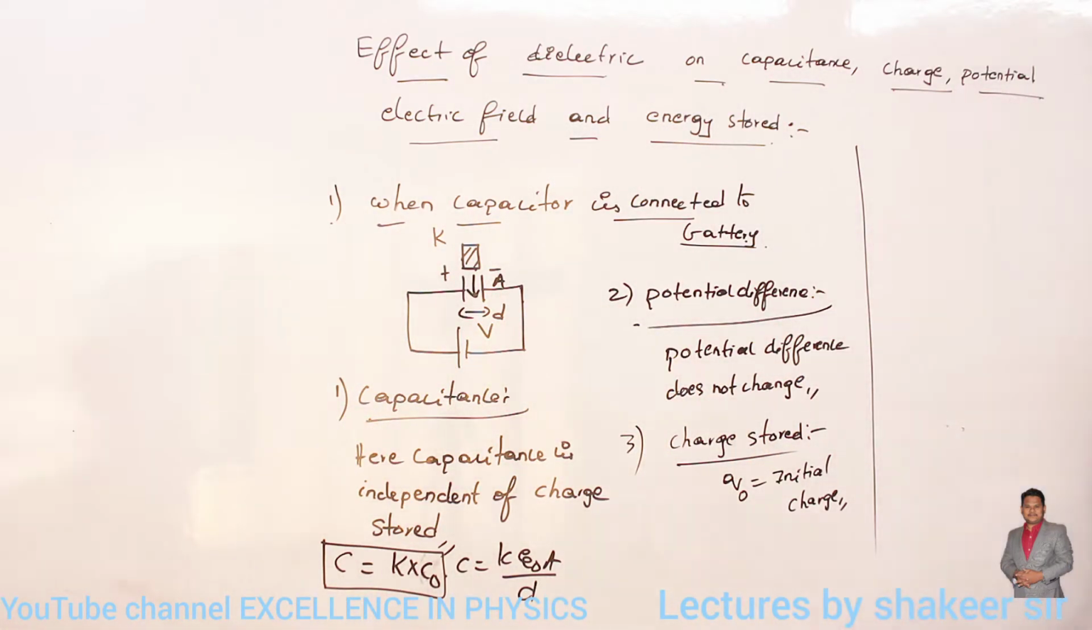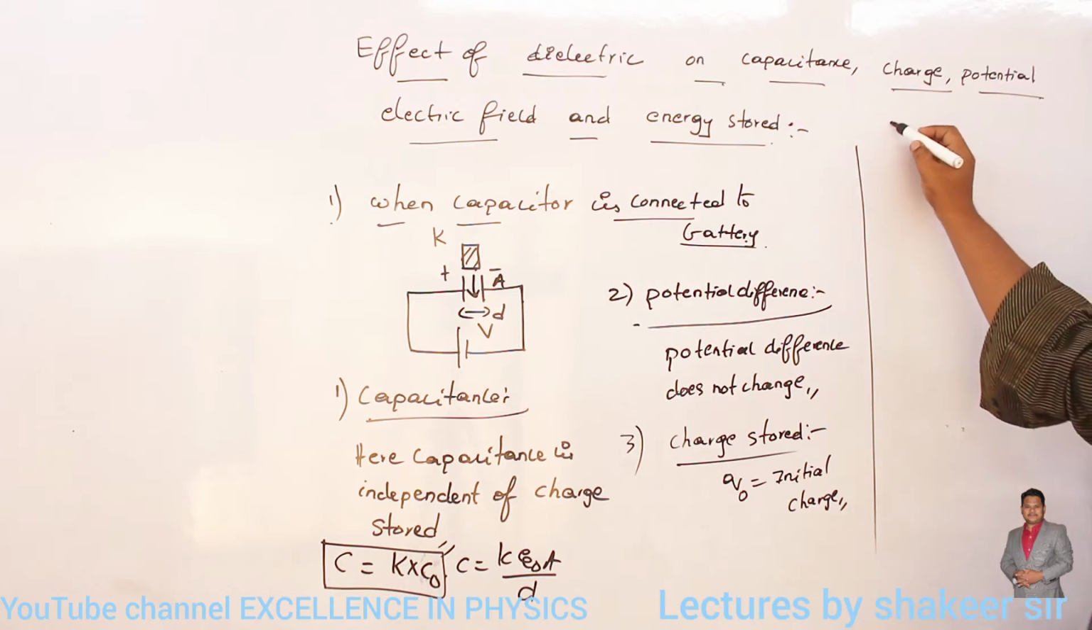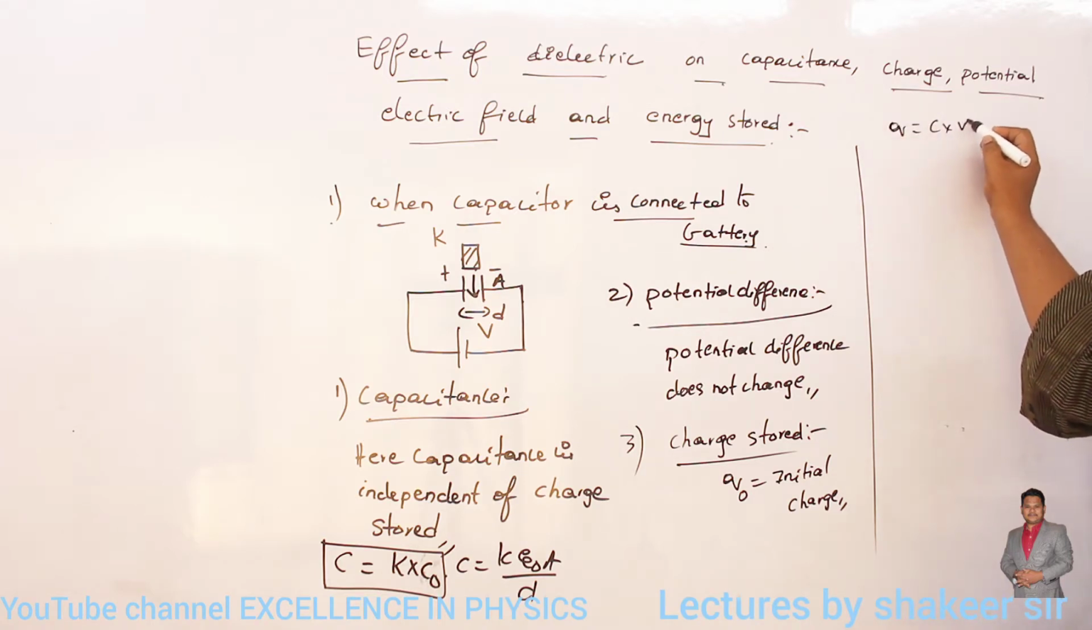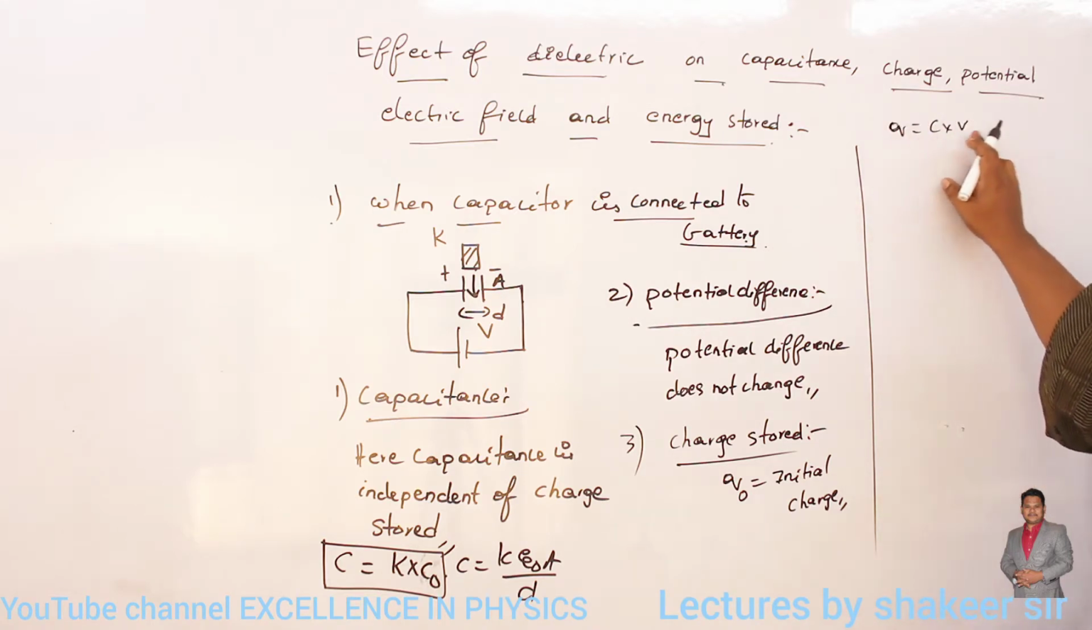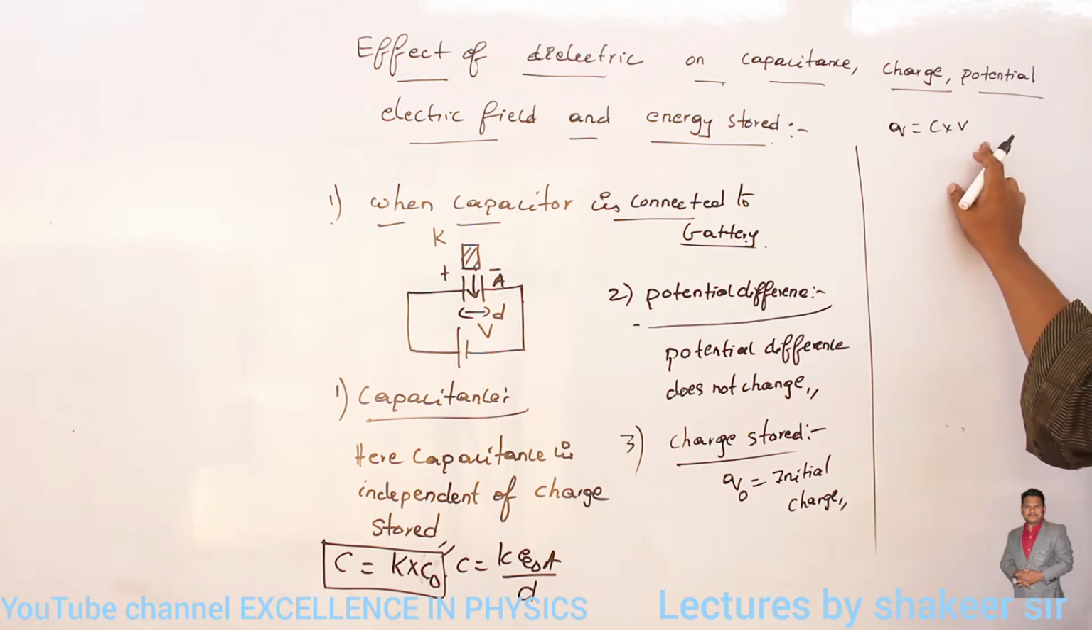Everything is present on the board only. What is the formula for charge stored? Q is equal to C into V only, no? Charge stored formula is Q is equal to C into V.